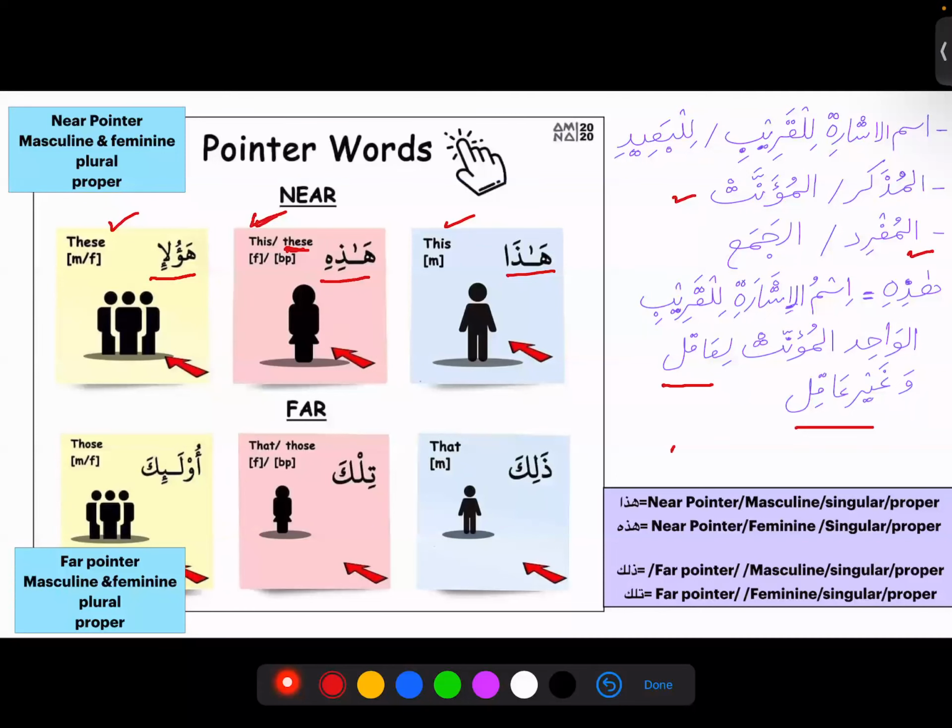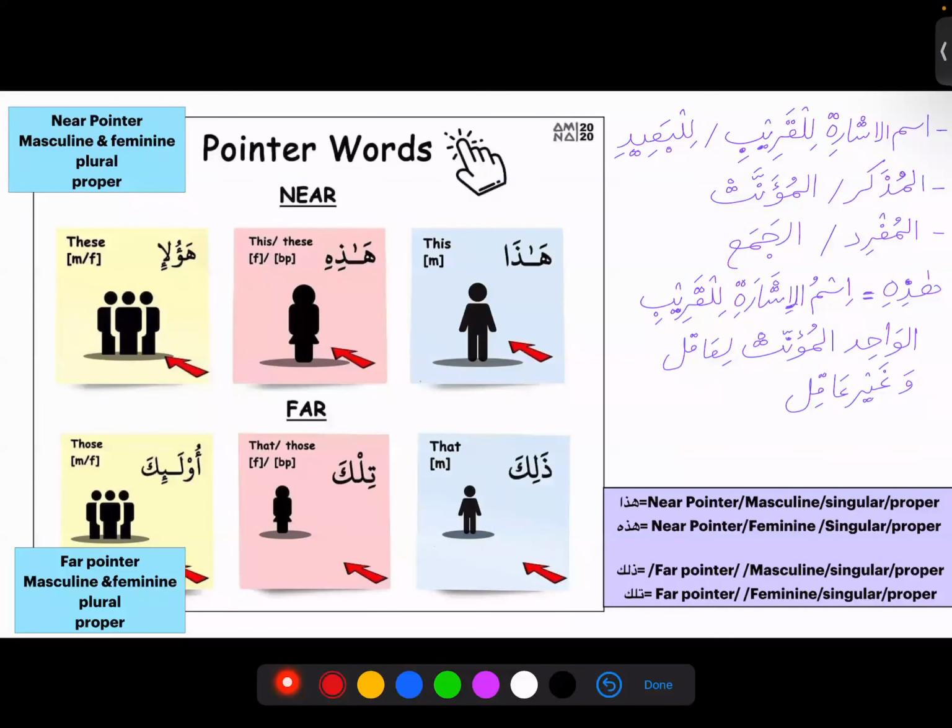And for the same thing, we're going to say ismul ishara lil kareeb, because these is kareeb, right? And then for muzakkar or muannas, what are we going to choose in between? For both. Okay, so this is for both. And mufrad or jama? Jama. Okay, so lil jama, you can say for jama, lil jama, or just al jama. That is our first row.